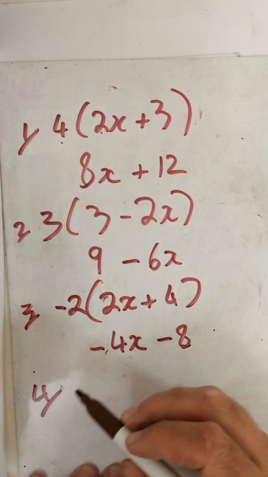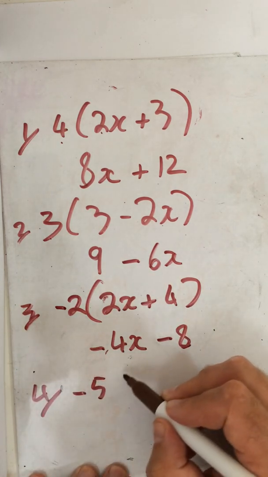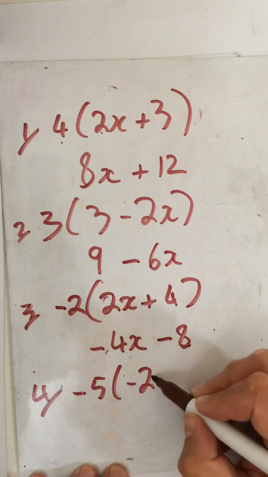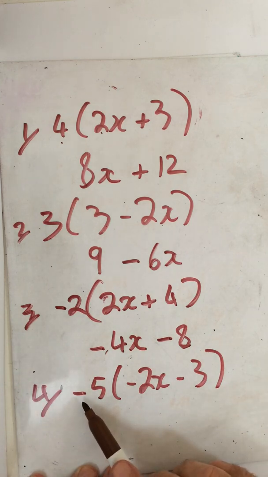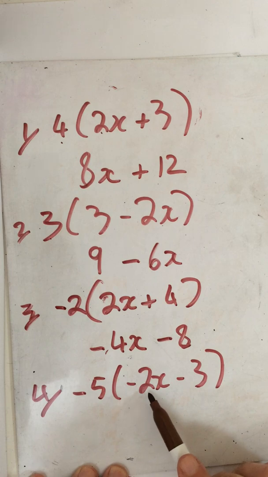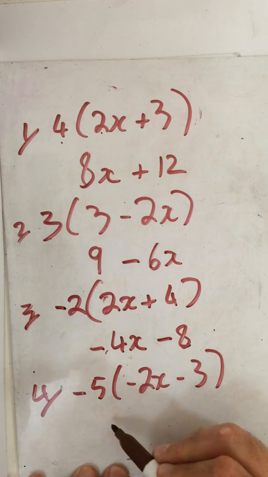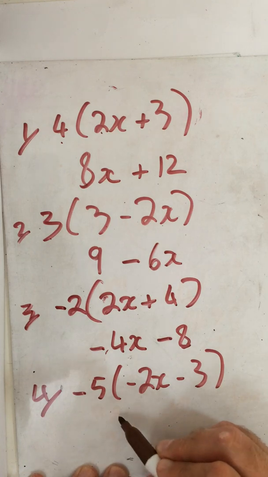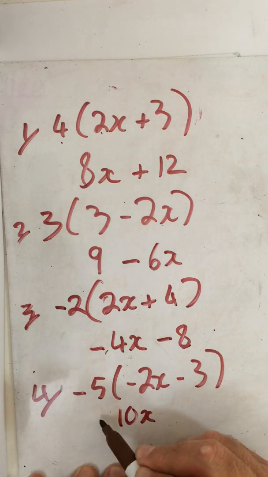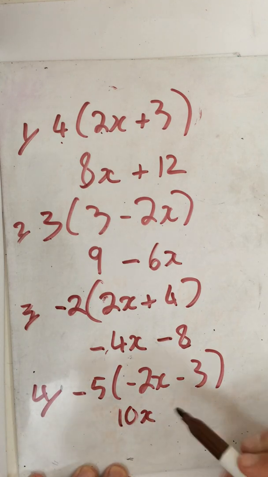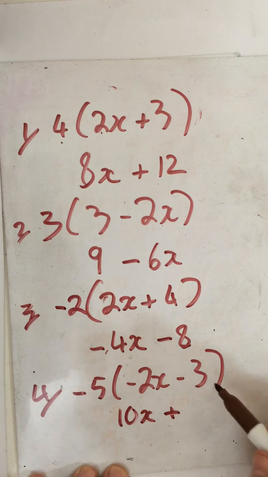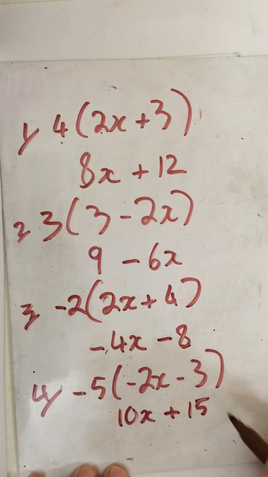Okay. Question 4, minus 5 brackets minus 2x minus 3. So this time I've got a negative, so it's minus 5 times minus 2x. Minus times a minus is a plus. So that will give me 10x, a positive. I don't need to put the sign there. And the same here, minus times a minus is a positive. Minus 5 times minus 3 is plus 15.